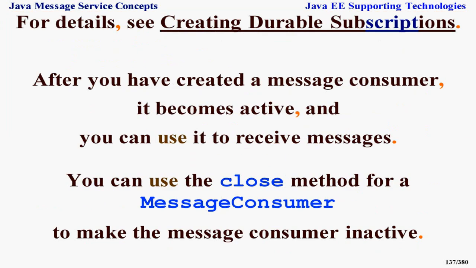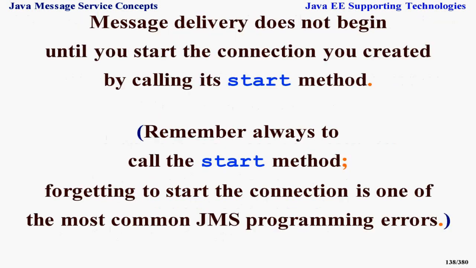After you have created a message consumer, it becomes active, and you can use it to receive messages. You can use the close method for MessageConsumer to make the message consumer inactive. Message delivery does not begin until you start the connection you created by calling its start method. Remember always to call the start method. Forgetting to start the connection is one of the most common JMS programming errors.